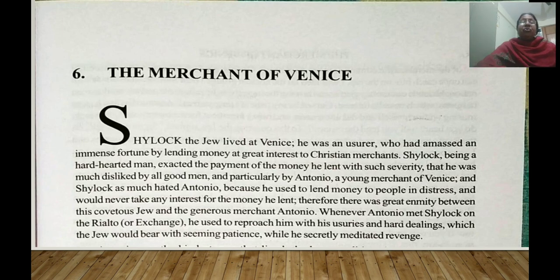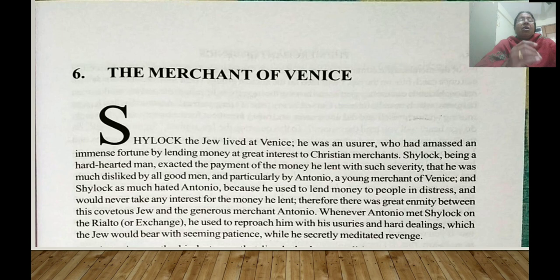So, Shylock the Jew lived at Venice. He was an usurer who had amassed an immense fortune by lending money at great interest to Christian merchants. Now, Shylock was a Jew. Who are Jews? Jews or Jewish people are an ethno-religious group and a nation originating from the Israelites and Hebrews of historical Israel and Judah. Their religion is Judaism. Jews in Europe were the victims of discrimination and persecution since the Middle Ages, often for religious reasons. Now, Christians saw the Jews' faith as an aberration that had to be squashed. So Jews were restricted in professing their religion in Europe, and Shylock, because he practiced usury, was hated.